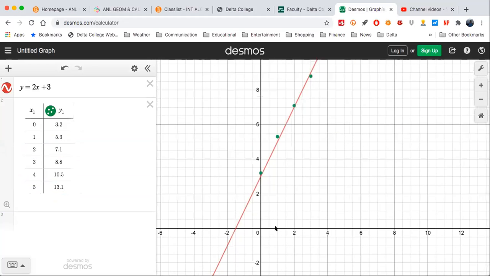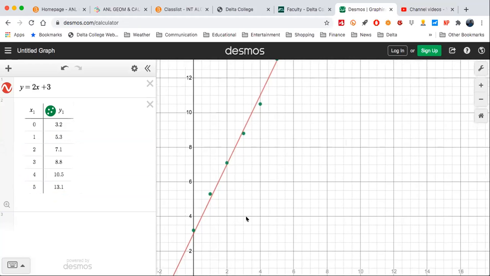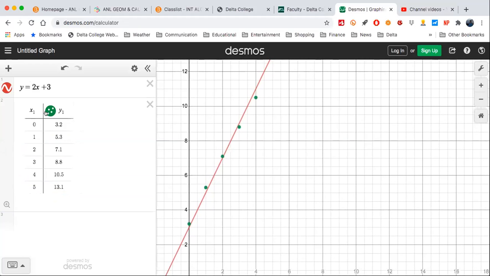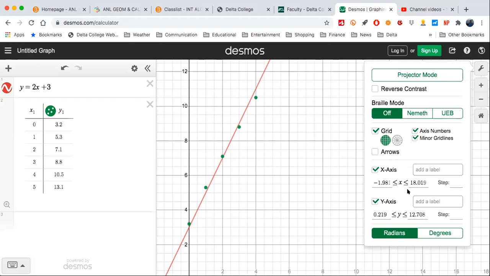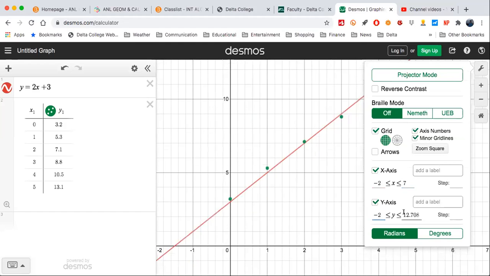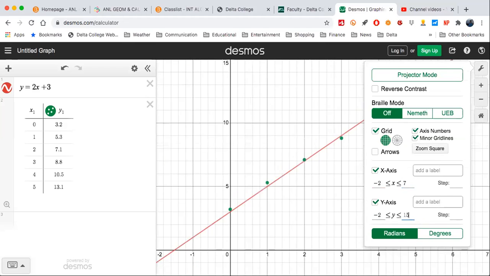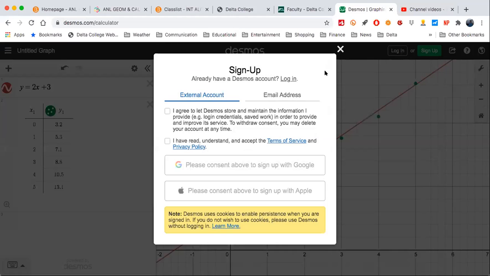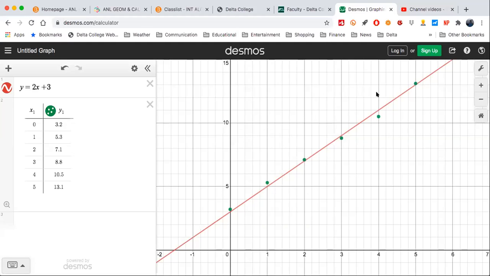While I was putting those in, they were getting plotted, and you notice we have the little green dots here. I'm going to set the window a little bit differently so we can see a little bit higher. Let's go -2 to 7 for my x-axis, and -2 to 15 for my y-axis. And then we'll get rid of that. I actually have a Desmos account, I'm just not logged in right now.